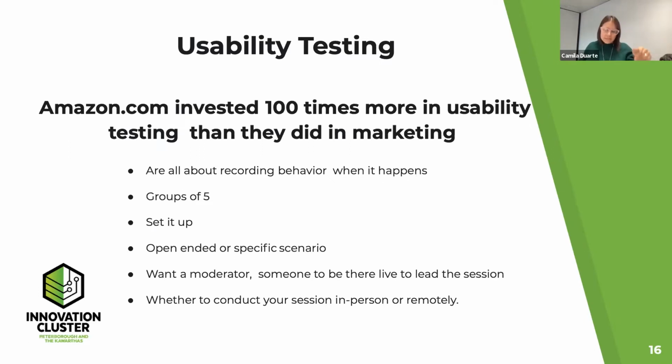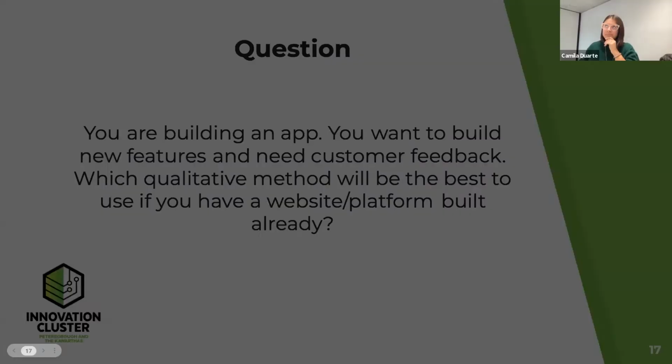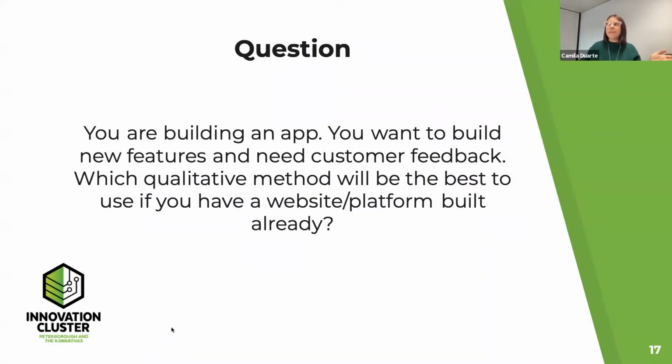And then you test in increments. You fix and you test, you fix the major issues and you test again. And it's not complicated at all. It doesn't have to be. So it's really, really useful for those of you building MVPs, right? Let's say you're building an app, you want to build new features and need customer feedback. Which qualitative method will be the best to use if you have a website platform already built? Alana is going to ask you that over the poll, and let me know what you think.